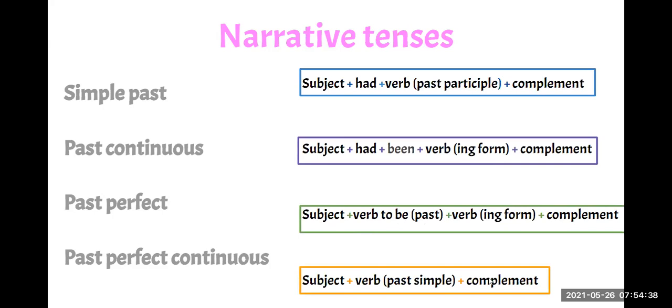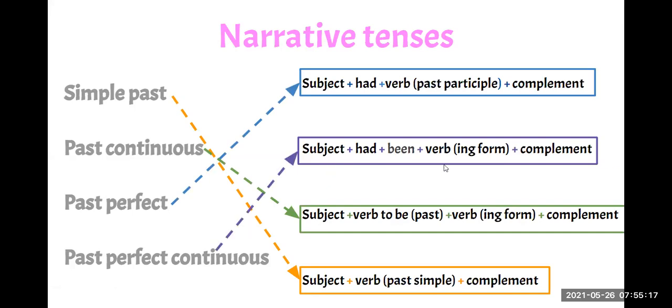What do you think? How can we match them with the correct tense? For example, past simple. Which is the structure that we use? Number four, the last one, the orange one. Yes, very good. Past continuous. The third one, right? Okay, very good. Past perfect. The first one, very good. And the past perfect continuous, of course, is this one, right?